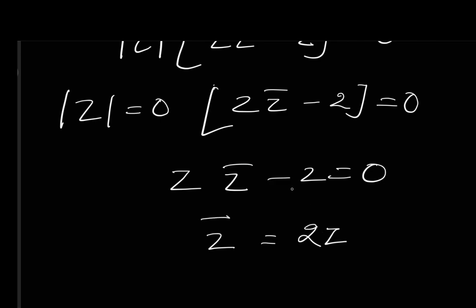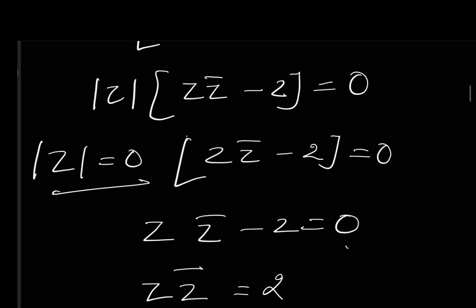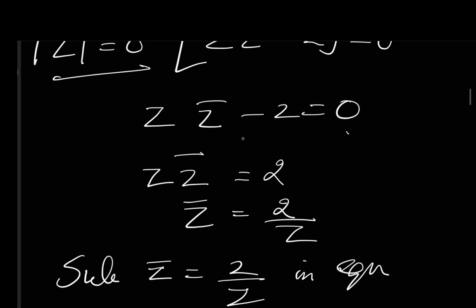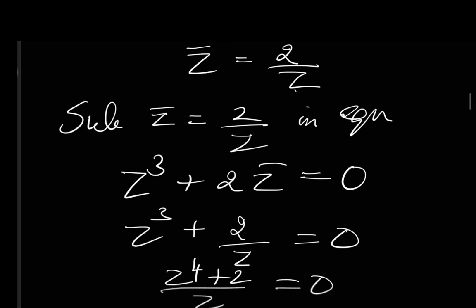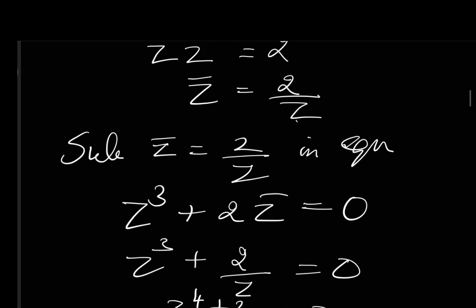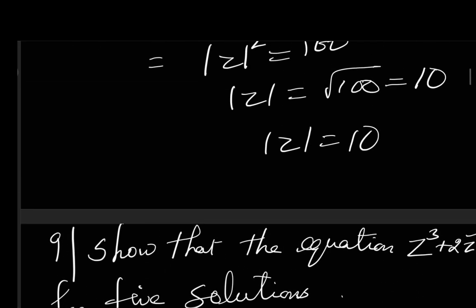So z bar equal to, take minus 2 to the other side. So you will get here z bar minus 2 equal to 0. So z bar minus 2 is 0. Take 2 to the other side. From this, z bar equal to 2 by z. You substitute this z bar equal to 2 by z in this equation.